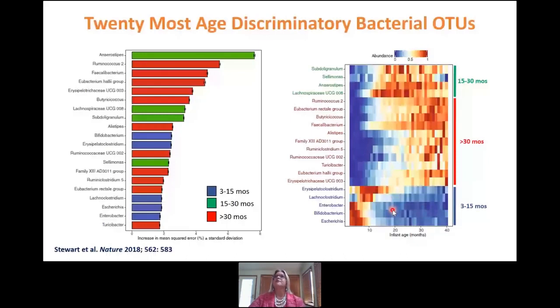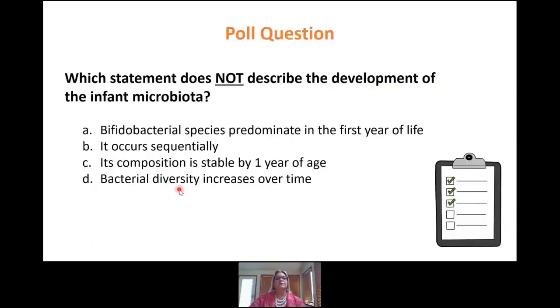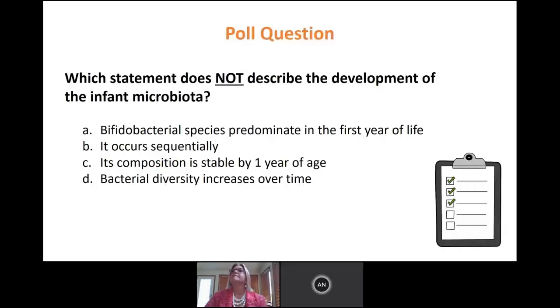So this is the first poll question that we have for you. Which statement does not describe the development of the infant microbiota? Bifidobacterial species predominate in the first year. It occurs sequentially. Its composition is stable by 1 year of age, and bacterial diversity increases over time. So for now, we have 62% that report its composition is stable by 1 year of age.